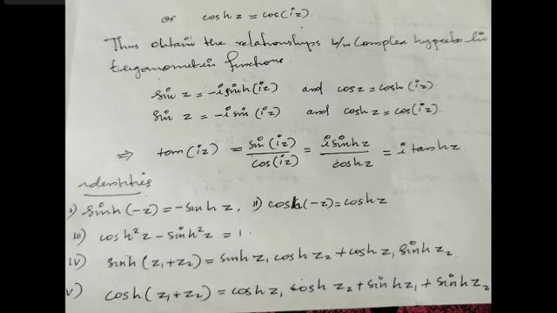Next, sinh of z1 plus z2 is equal to sinh z1 cosh z2 plus cosh z1 sinh z2. Next, cosh of z1 plus z2 is equal to cosh z1 cosh z2 plus sinh z1 into sinh z2.